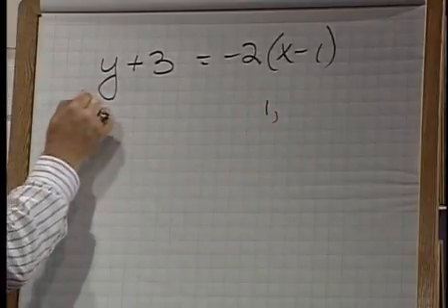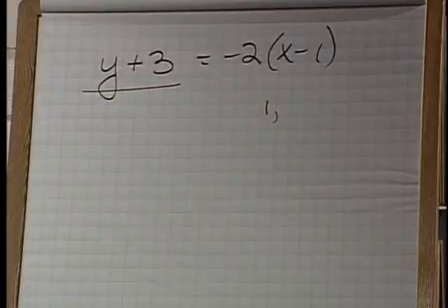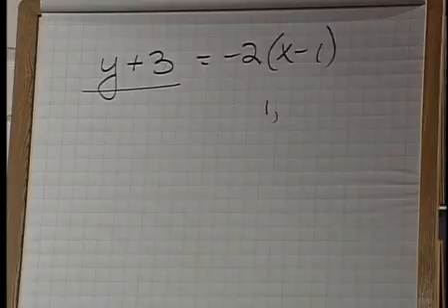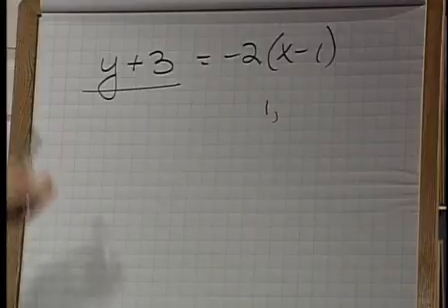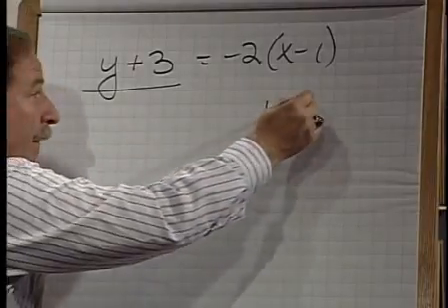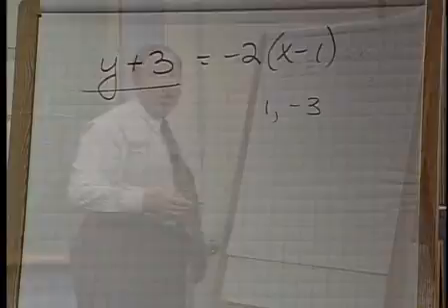The y value is what makes that 0. Well, what plus 3 is 0? Negative 3. Again, the opposite sign. But if you don't remember that, just remember what makes it 0. Okay. What's the slope?